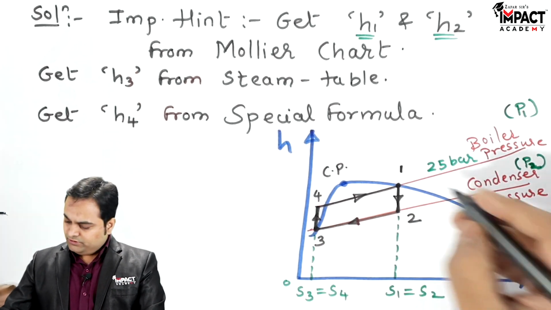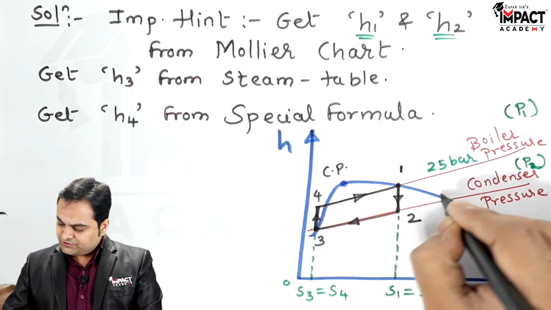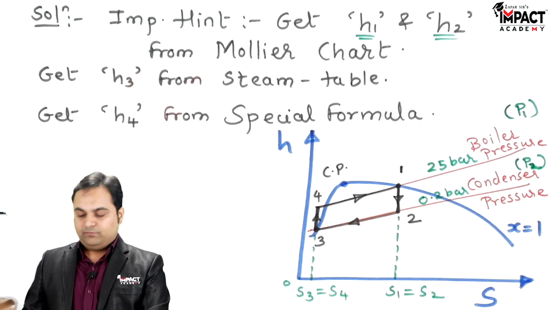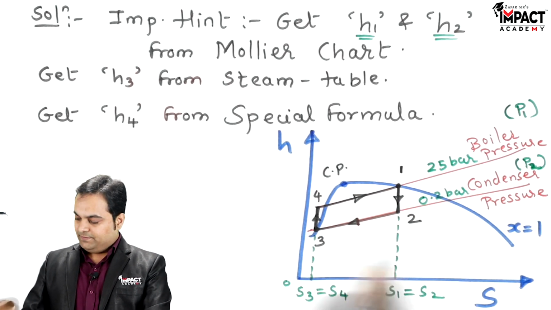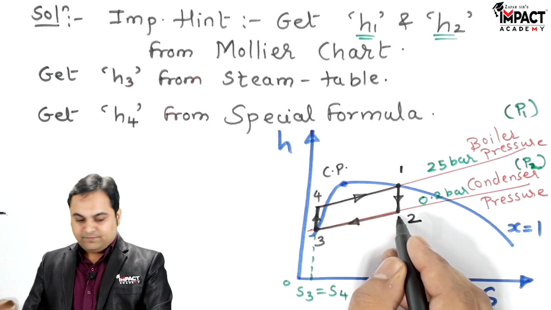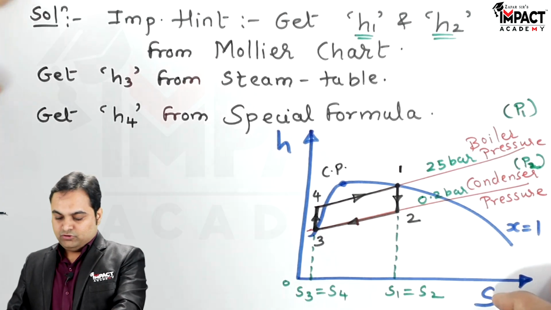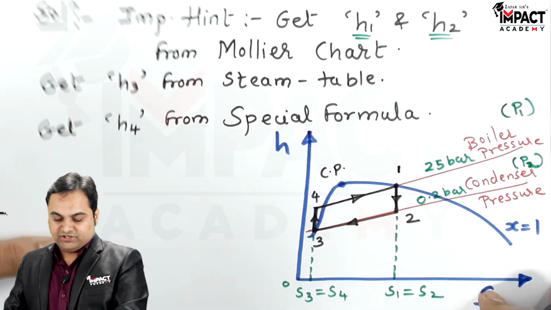At point number 2 the pressure is 0.2 bar, condenser pressure. So how to plot 1 and 2 onto the Mollier chart, that I am going to explain. And here at point number 2 we have to even find the dryness fraction. So how to start with the Mollier chart?